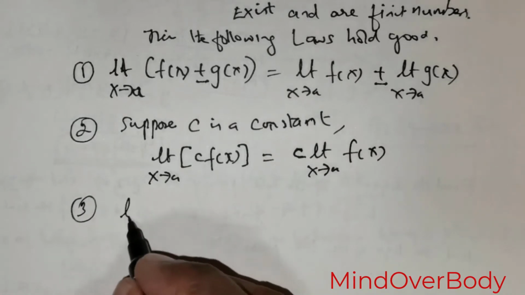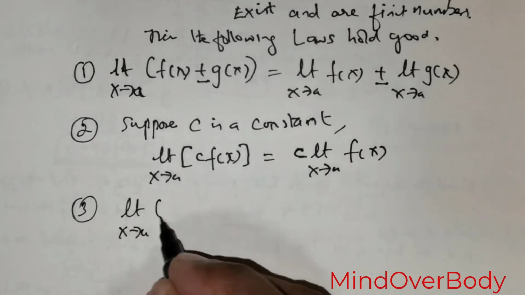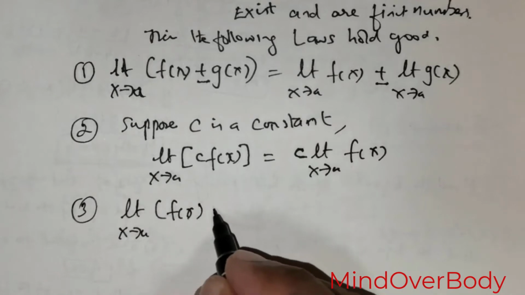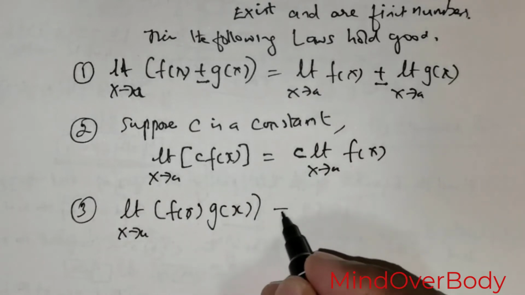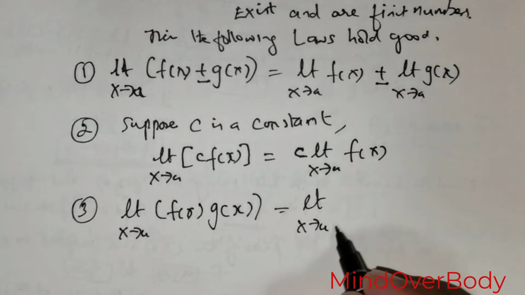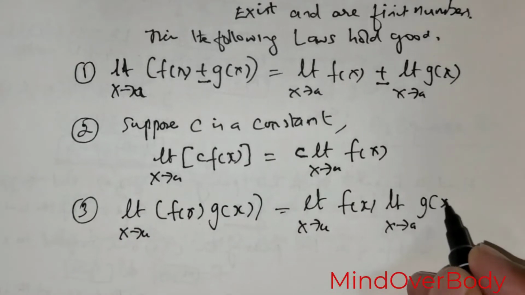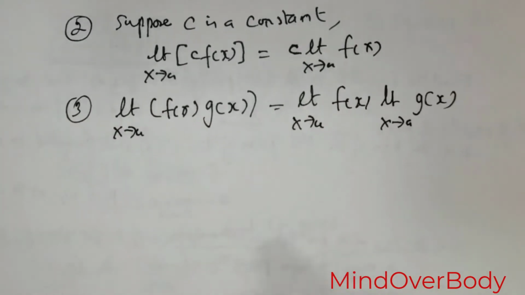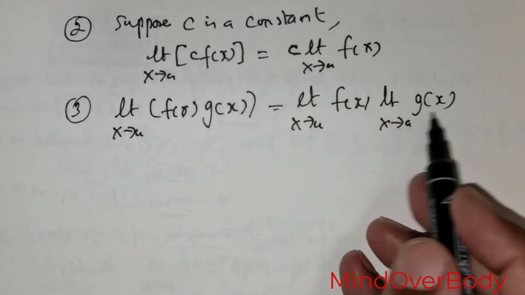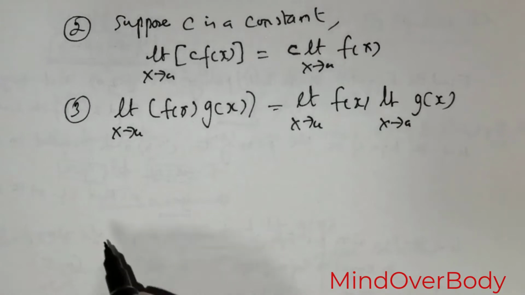Now number 3, limit x tending to a of f of x times g of x is equal to limit x tending to a of f of x times limit x tending to a of g of x. So what is the meaning of this? Limit of the product is equal to product of the limits. So this is a very important law.